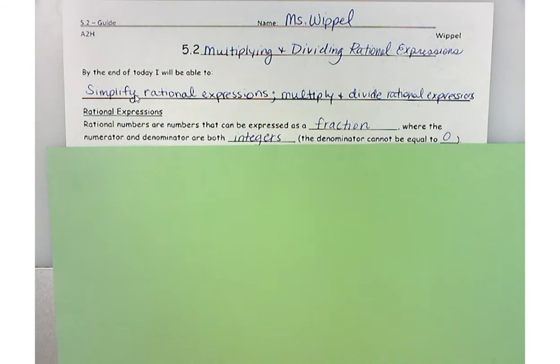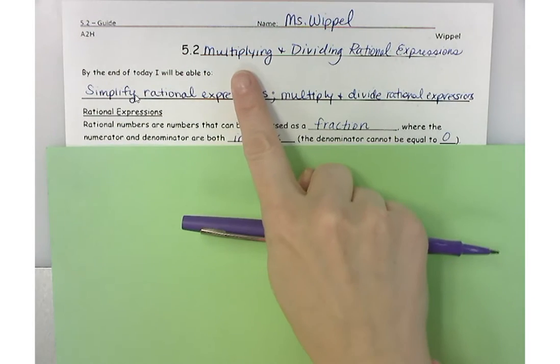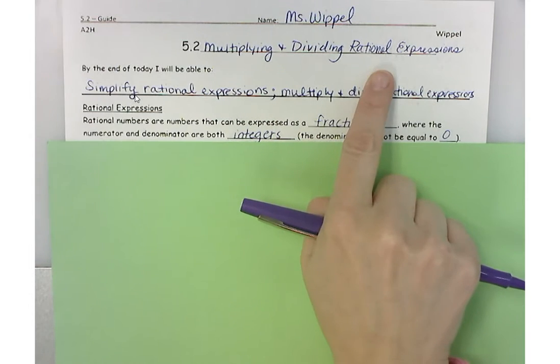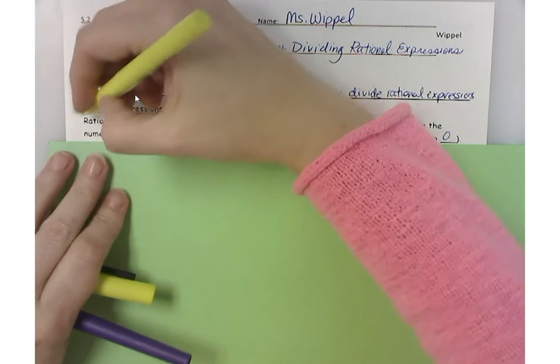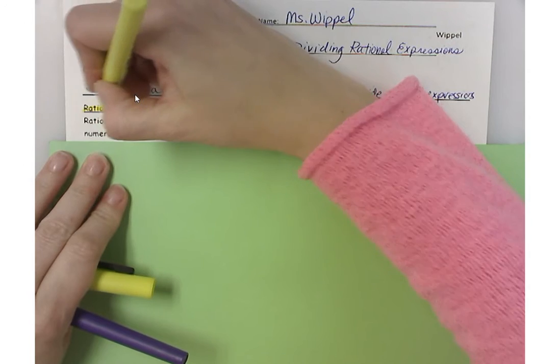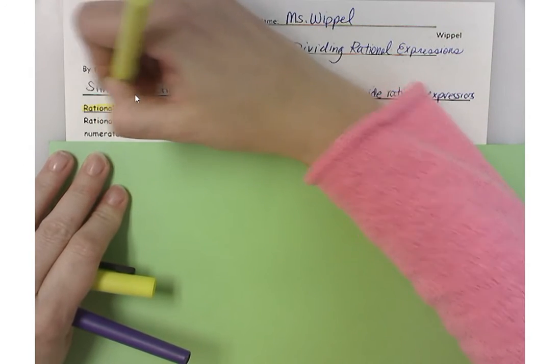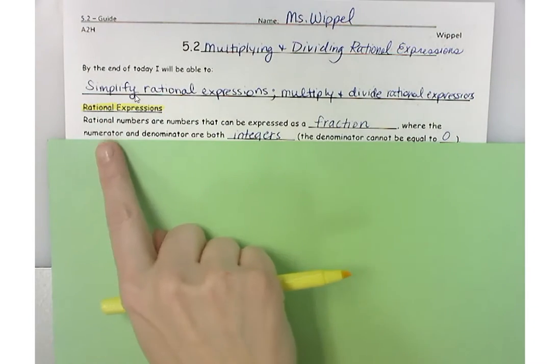For 5.2, we are focusing on multiplying and dividing rational expressions. We're going to simplify these expressions, and we're also going to focus today on multiplying and dividing. So a rational expression or a rational number is just a number that you can write as a fraction. Okay, in the official definition, the numerator and denominator are both going to be integers.